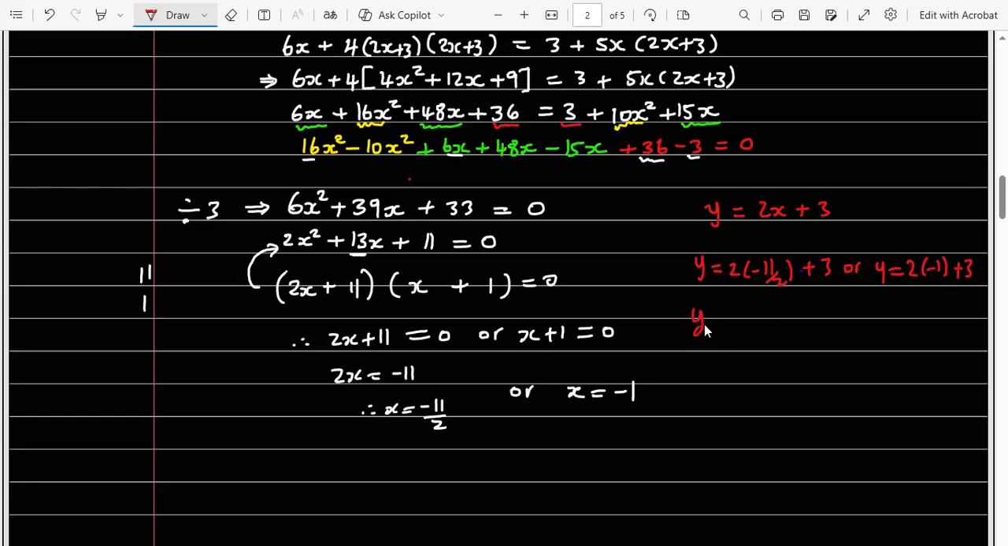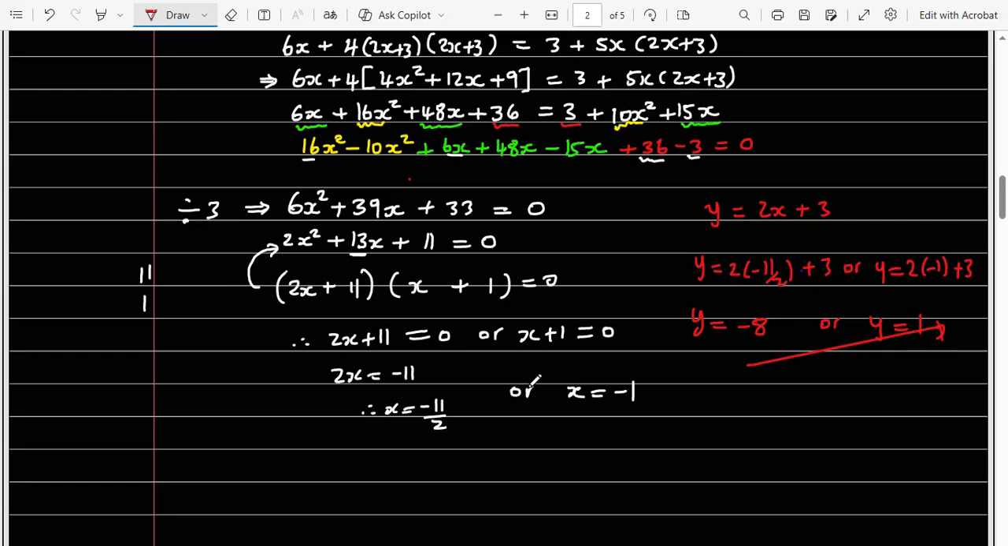So this side, the 2 cancels. I'm left with minus 11 plus 3, which gives us minus 8. Or minus 2 plus 3, that's positive 1. So, or y is equals to 1. This one is easy, right?